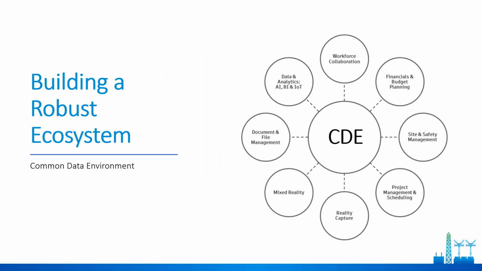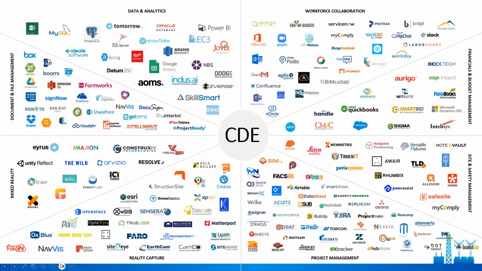But really what we're looking at here is building a robust ecosystem, right? And the key thing is that common data environment. And when you look at that, you're looking at the project through its life cycle, and you're looking at the workforce being able to collaborate together. You might have to be tying in the budget and planning into this as well, right? Site safety, maybe even reality capture, different things like that. Document and file management all the way to data and analytics. So keeping all that through that whole life cycle is key.